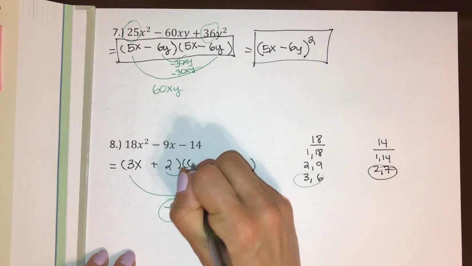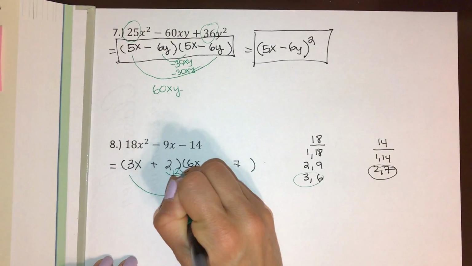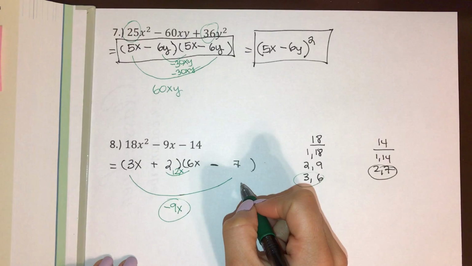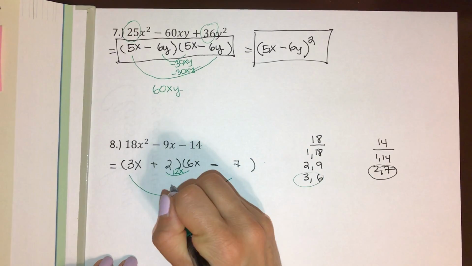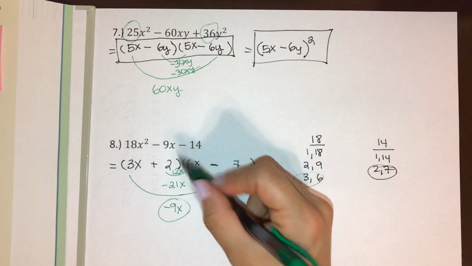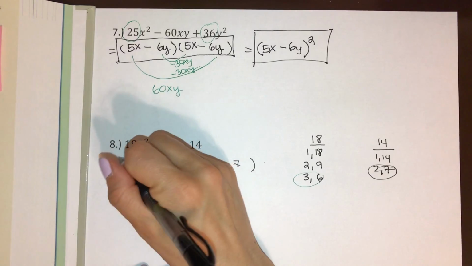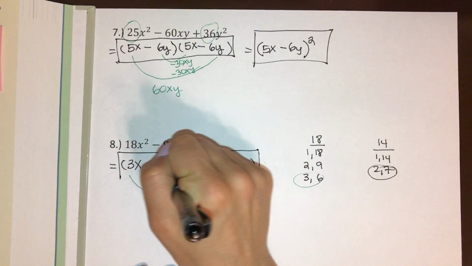3x and 6x. So you multiply, this is 12x, multiply those, we're going to get 21x, or negative 21x, and then we have to subtract. So when we subtract, that comes out to be negative 9x, and so I know it's correct. And that is our last example.